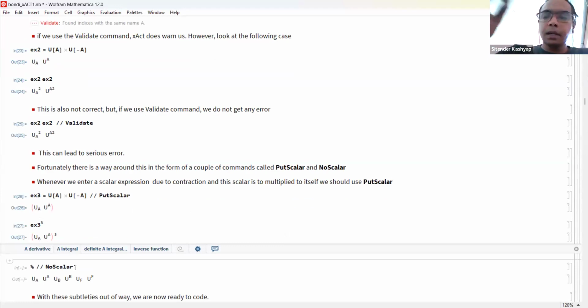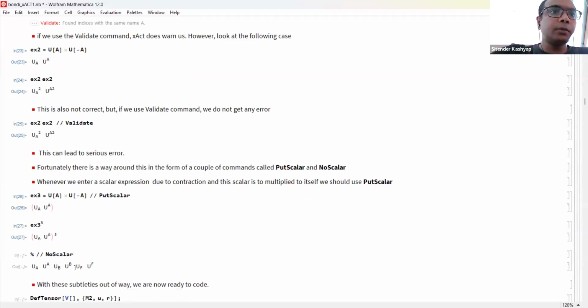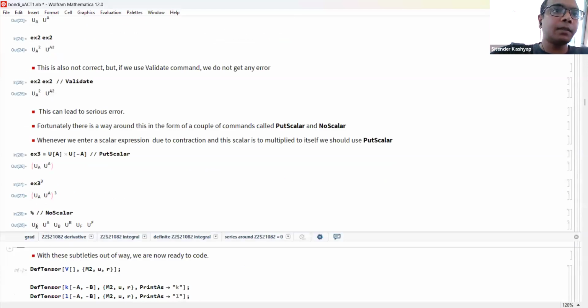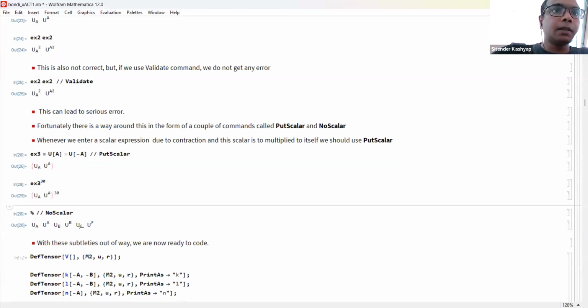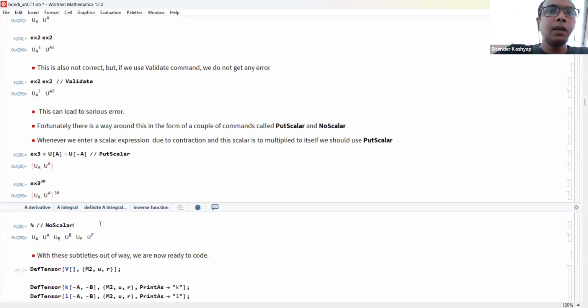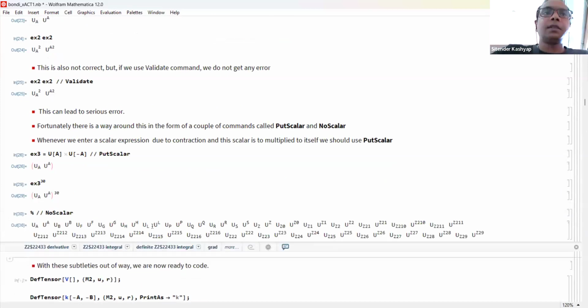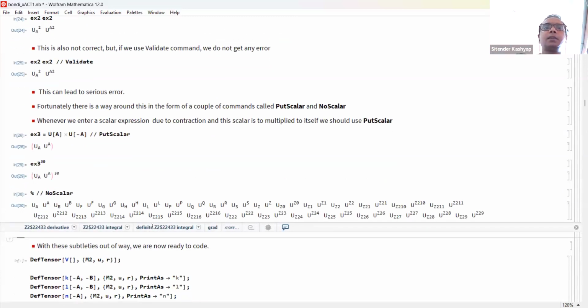scalar expression, and now we do NoScalar. So what it is doing is UA, UB, UF. So let's say we call x to the power 30. And then we say NoScalar. So you see, there will be no problem with indices now. So this is perfectly fine. So this was the only subtlety that we found in encoding in xAct for this code. Okay, and with this subtlety out of our way, now we are ready to code further.